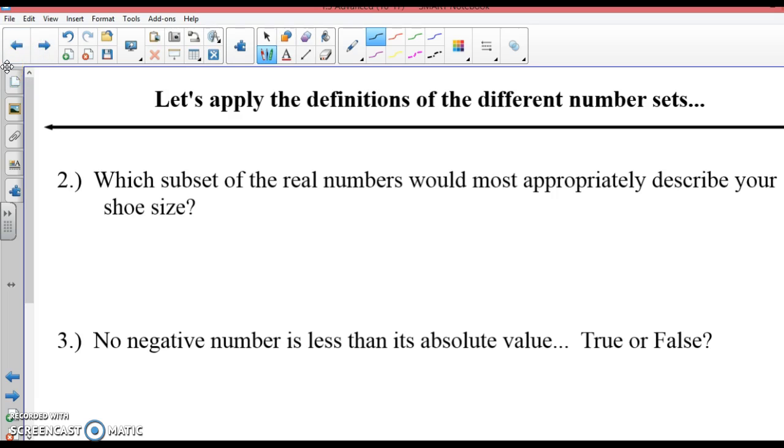Okay, which subset of the real numbers would most appropriately describe your shoe size? Well, think about it. You could be like an 8, you could be an 8.5. So this would be rational. I wouldn't say integer because if you're a half size, it's just rational.